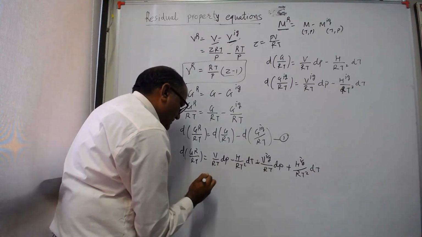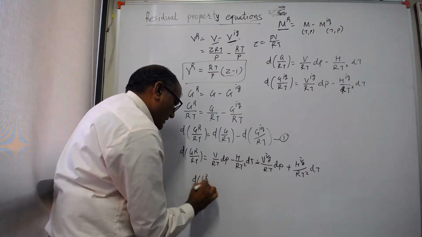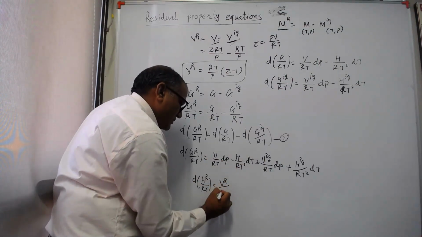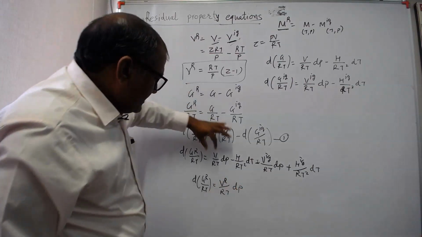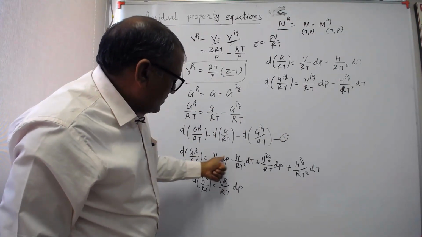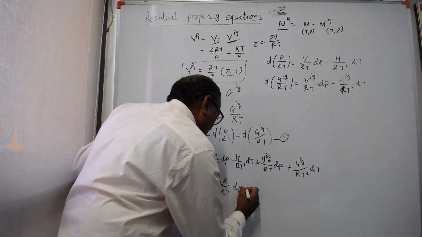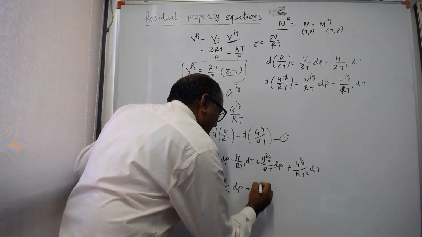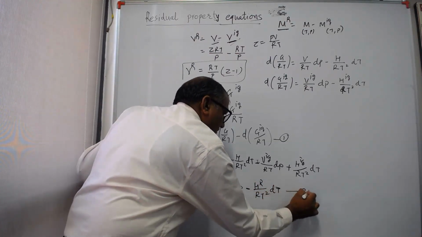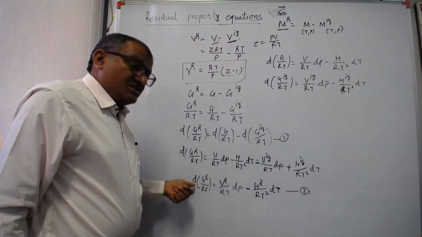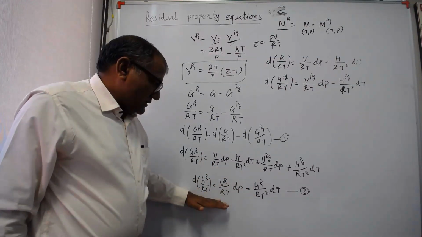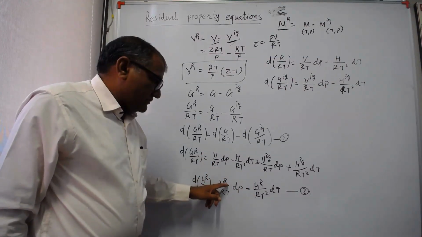If we take the difference between these two, dG^R/RT, it would be V minus V^ig, so that is V^R/RT dP. I have taken the difference between these two. The other terms are common, only V minus V^ig. The same thing here also we can write, that is H^R/RT² dT. So this is the equation of residual Gibbs free energy change. It is in differential form. So this is just a relation of G^R with V^R and H^R.